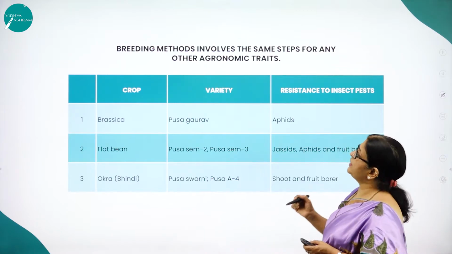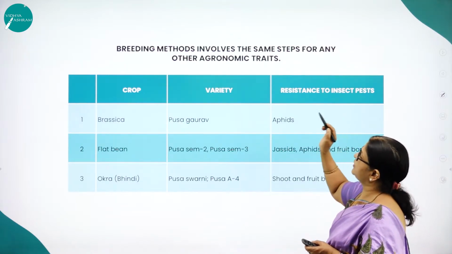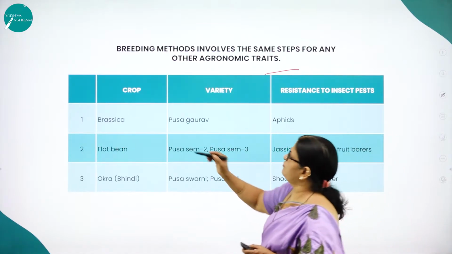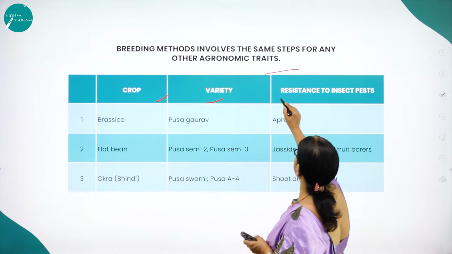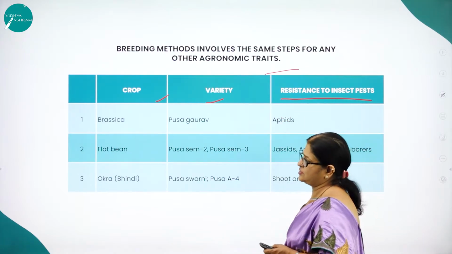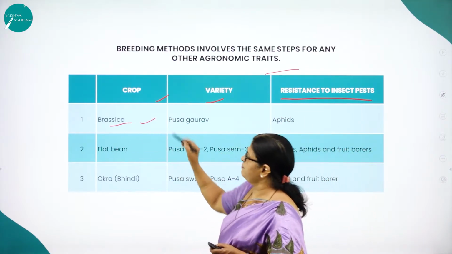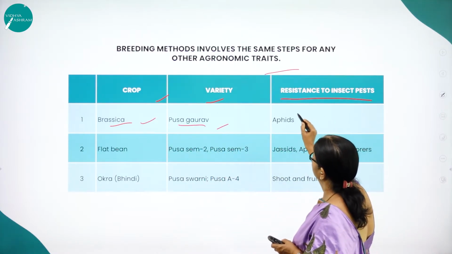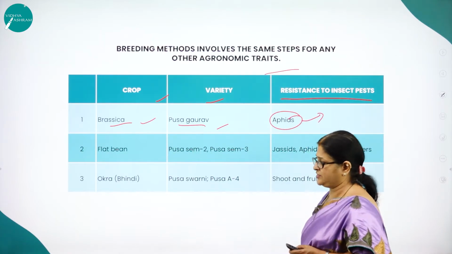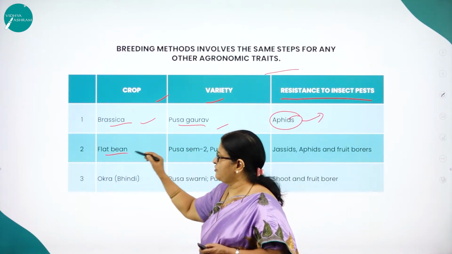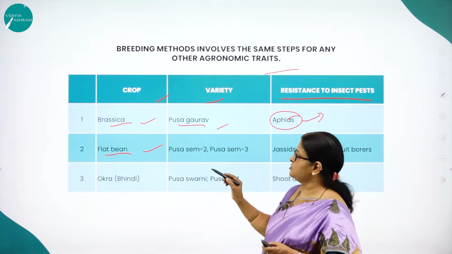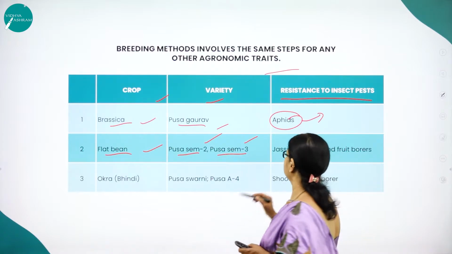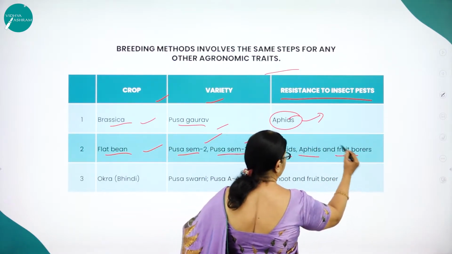Moving across, the breeding methods involve the same steps as for any other agronomic traits. So here we will come across the type of crop, the variety, and the resistance to which insect pests. First one is Brassica, the variety is called Pusa Gaurav and it is resistant to what? It is resistant to aphids. The second one is flat bean, which has two varieties, Pusa Sem 2 and Pusa Sem 3, which are resistant to jassids, aphids and fruit borers.